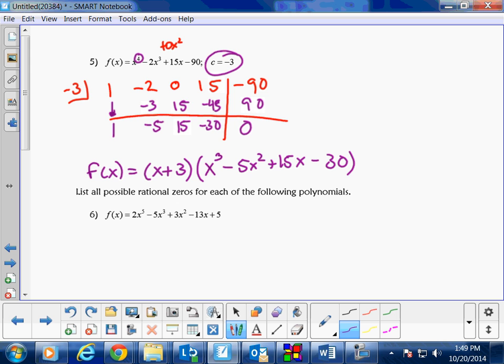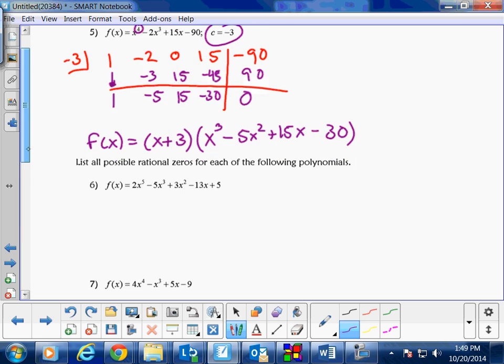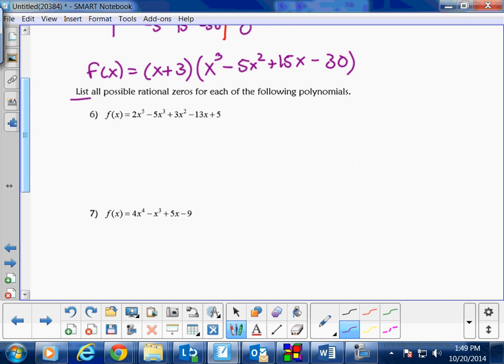Fantastic. There you go. Now this one wants us to list all possible rational zeros. When it wants you to list, that means we just need to come up with this. It doesn't mean we have to find out which ones work. That's the best part of that. Now, try this. If you don't know where to start, remember, we're going to do P's and Q's as the first step. Now, after that, you find the factors of each one, and we list them.